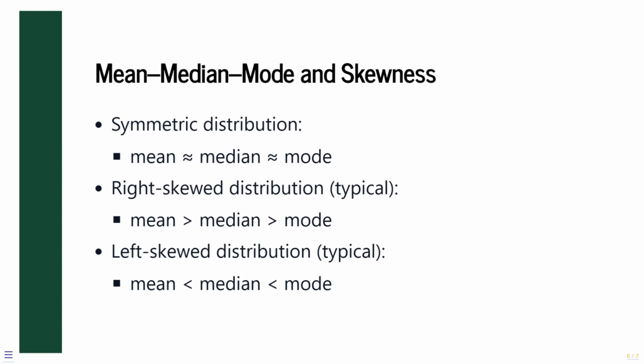You can also look at the relationship among mean, median, and mode to diagnose shape. In a symmetric distribution, these summaries coincide. In a right-skewed distribution, the mean typically lies to the right of the median, and the mode is the smallest of the three. In a left-skewed distribution, the order reverses.